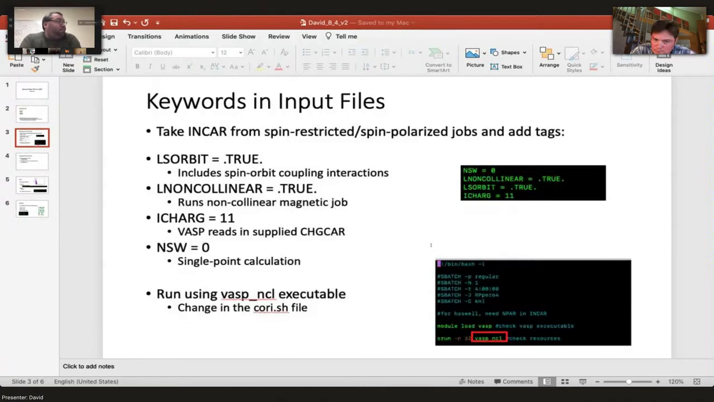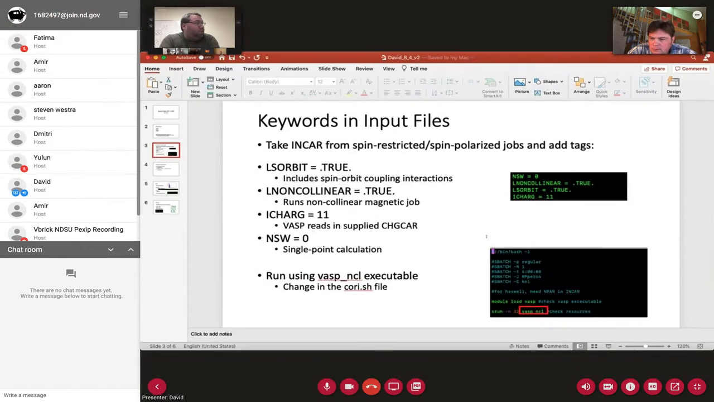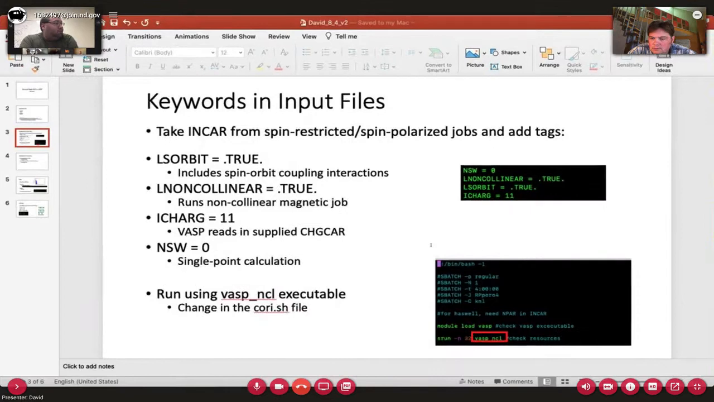So you need to modify your INCAR for it to work for this. You need to add LSORBIT = .TRUE., which includes the spin-orbit coupling interactions, and LNONCOLLINEAR = .TRUE., which runs the non-collinear job. And you need ICHARG = 11, which causes VASP to read in your CHGCAR file. And you also want to do this as a single point calculation.